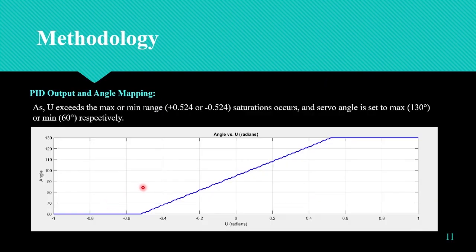The following graph shows the relation between the U radian and the angle. As the U exceeds the maximum or minimum range, the servo angle is set to a maximum of 130 degrees and 60 degrees respectively.